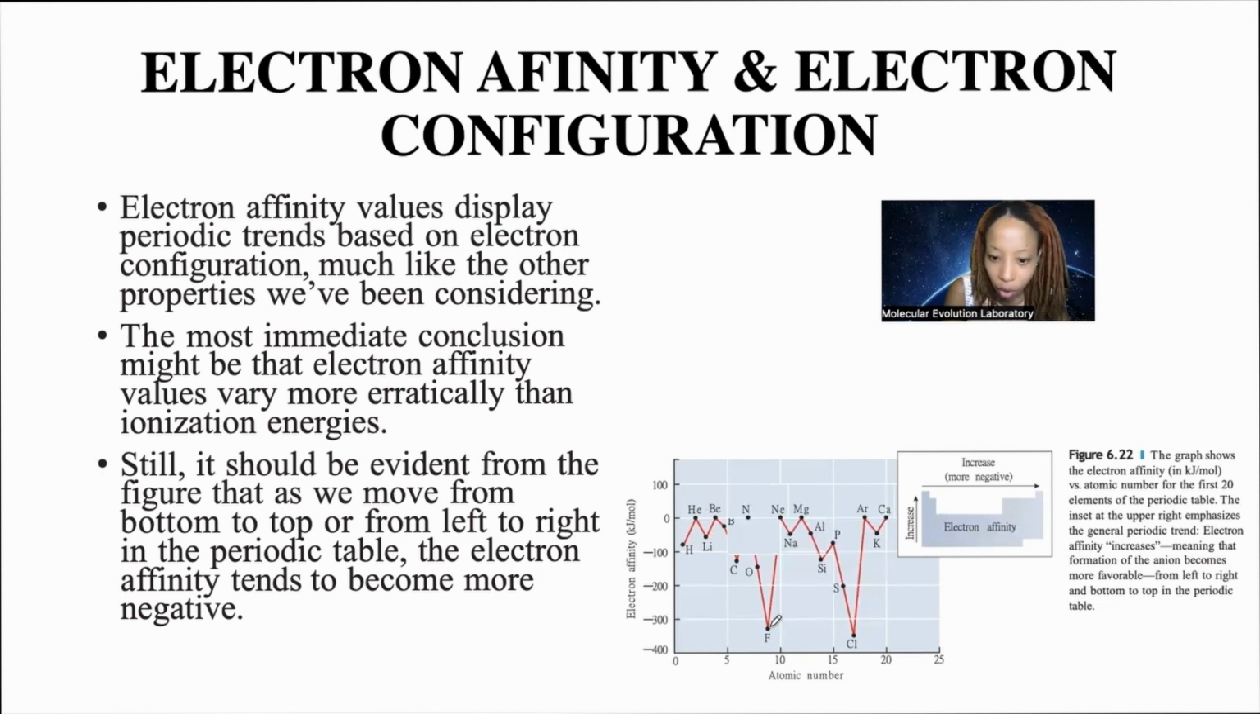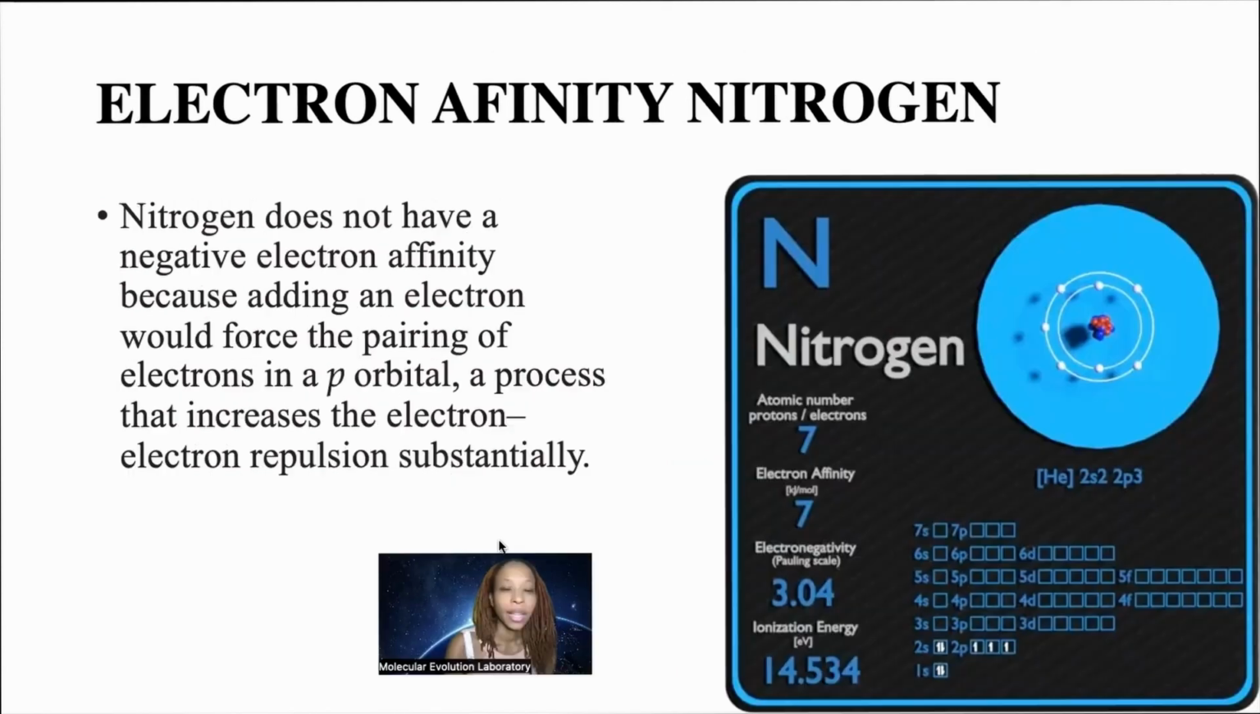So here we have fluorine to oxygen. Nitrogen does not have a negative electron affinity because adding an electron would force the pairing of electrons in a p orbital, a process that increases the electron repulsion. The 2p subshell easily admits 3 electrons, so this basically forces the natural pairing of the electrons.